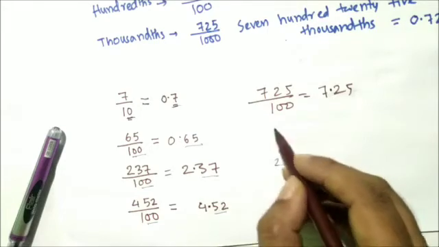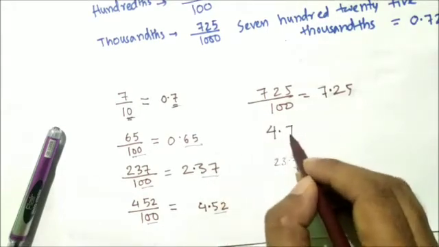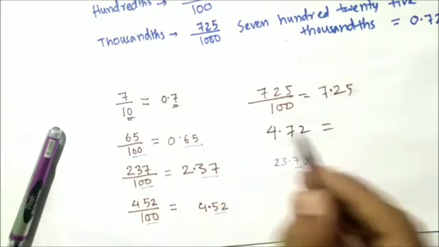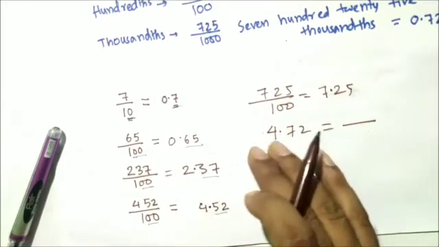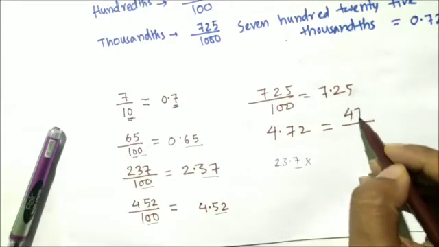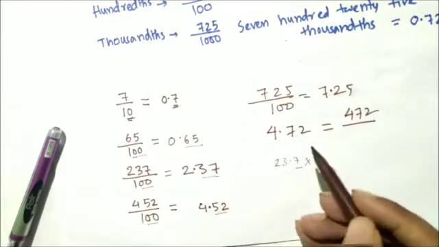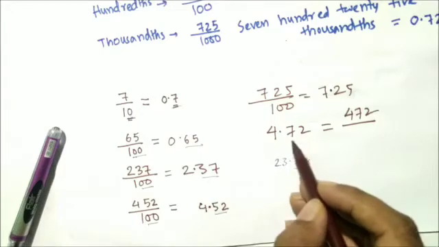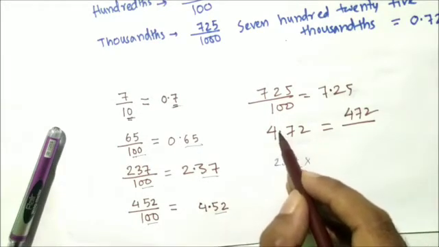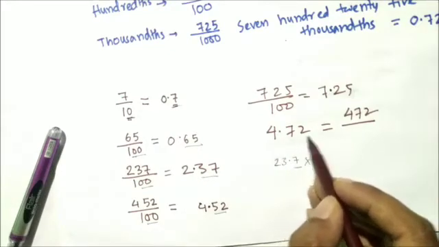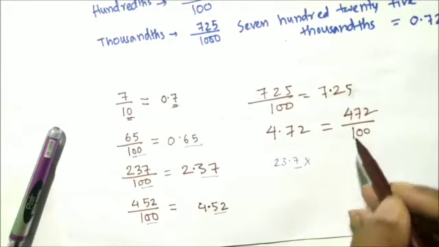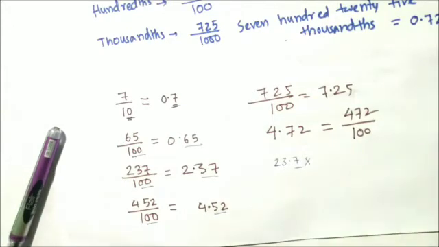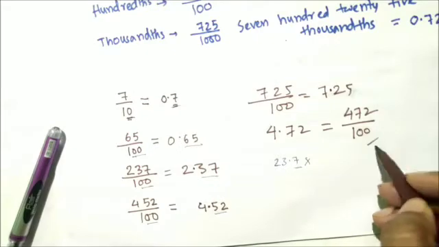Okay, suppose we have 4.72. What will be the fractional form? 472. We will just forget about the point, we will write 472. Then after that we will see how many digits after the decimal point. Here after the decimal point we have two digits, so two zeros we must place, and 1. That is 472 by 100 is the fractional form of this decimal number.